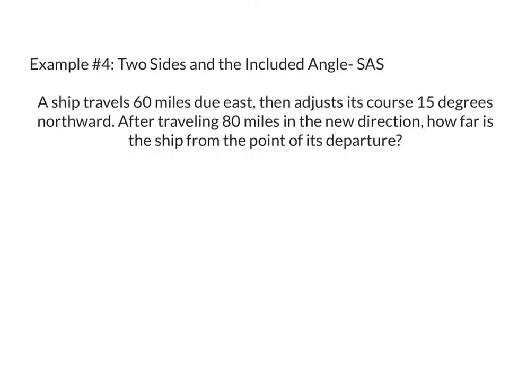So in example 4, two sides and the included angle, this is side angle side again, I believe. This says a ship travels 60 miles due east, then adjusts its course 15 degrees northward. After traveling 80 miles in the new direction, how far is the ship from the point of departure? So let's say this is the original point. It says the ship travels 60 miles east, so this is 60 miles in that direction.